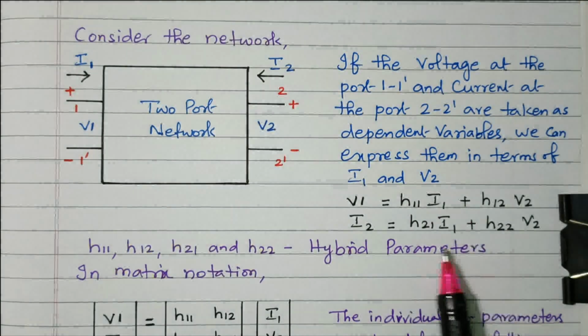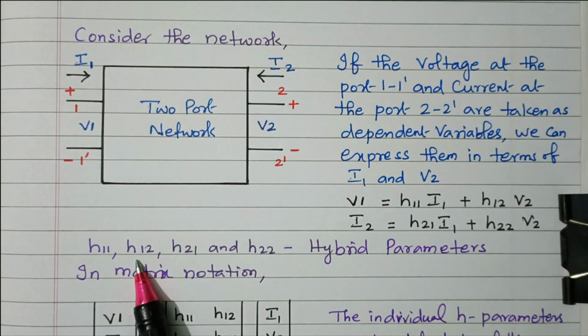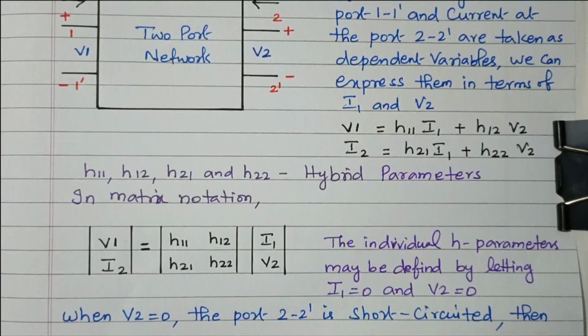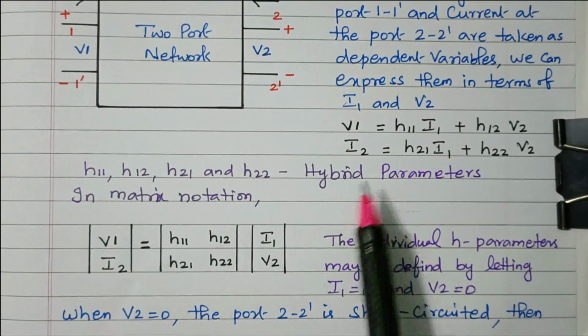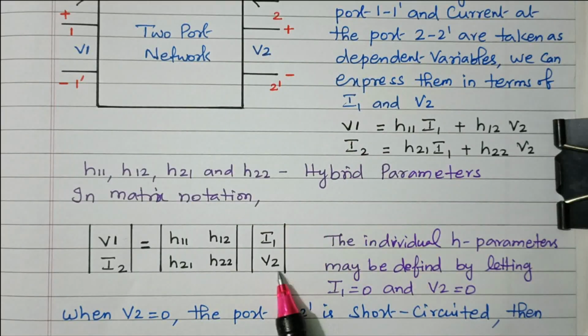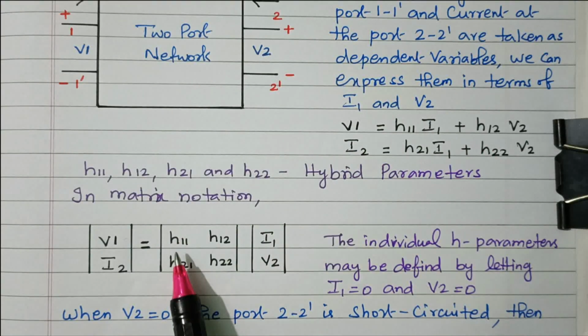Now we'll see what these are. These are all the hybrid parameters: H11, H12, H21, H22 are the hybrid parameters. Now we'll see the expression for hybrid parameters one by one. The same thing is expressed in terms of a matrix: V1, I2 here, I1, V2 here. These are the hybrid parameters H11, H12, H21, H22. The individual H parameter may be defined by letting I1 equal to 0 and V2 equal to 0. So by making these two assumptions, we are able to find these hybrid parameters.